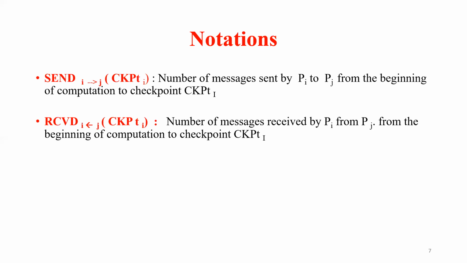Notations: send I to J. I to J means process I to process J. It is the number of messages sent by process Pi to Pj from the beginning of the computation to the checkpoint. Before the checkpoint, how many messages have been sent from the source process to the destination process? That should be recorded. Similarly, at the receiving end, how many messages are received from the source process by the receiving process before the checkpoint? It's a formula. These are the notations.